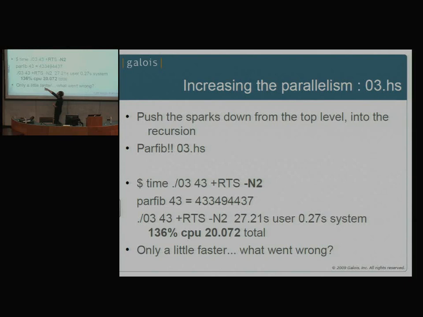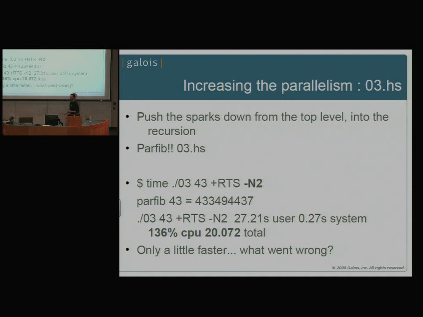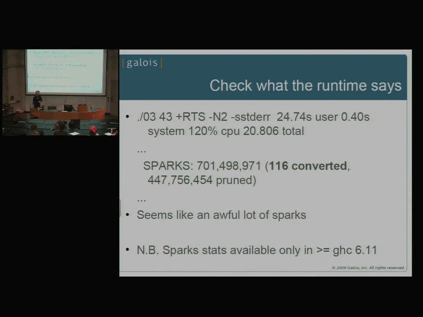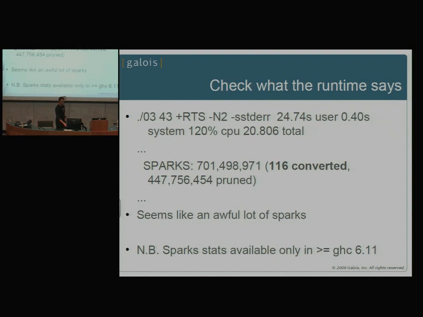So what went wrong, you might be able to guess. We generated way, way, way too many sparks. So we generated 700 million sparks, of which 116 got turned into threads. So that's still a lot more than the cores I've got, so that's good. So I was able to generate more work. But still, I wasted a lot of effort generating sparks that were just thrown away. Still went faster, though, which is kind of cool. So what do we do?